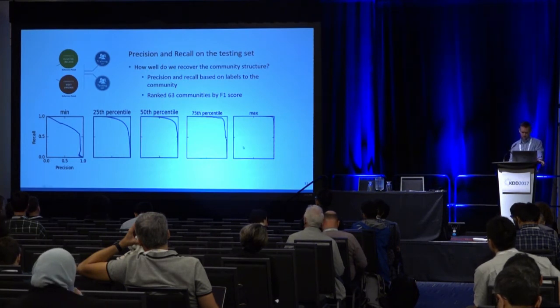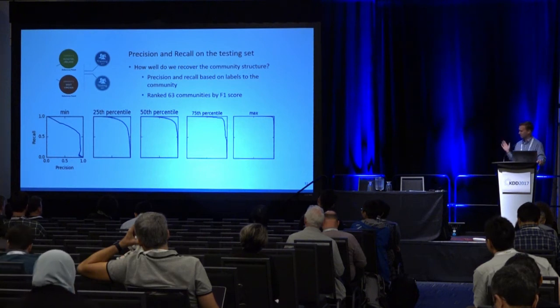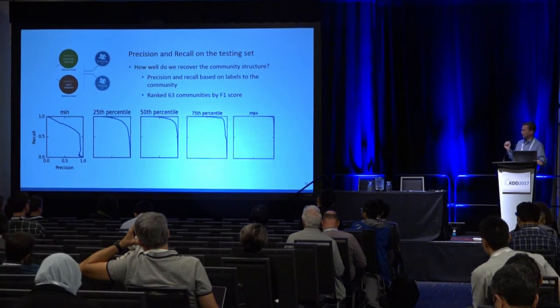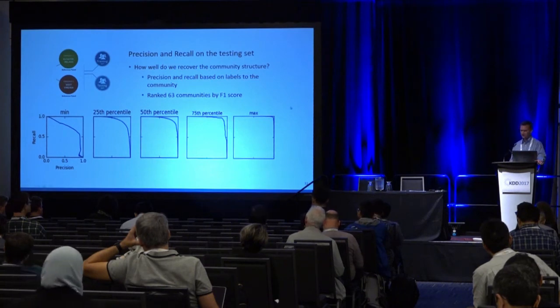Here I'm showing a few precision recall curves. I've taken the 63 communities for this study and ranked them by F1 score, and then plotted the min, the percentiles, and the max. So really what I'm showing here is that even in our worst case scenarios, we're doing very well. And in our best case scenarios, we're almost able to perfectly recover the network.